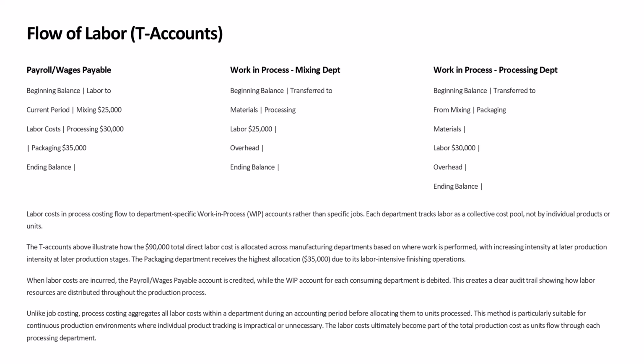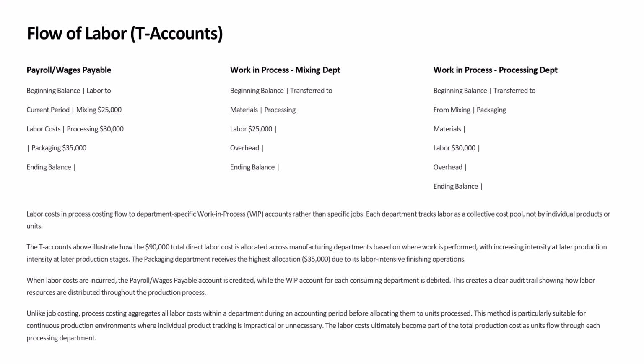Slide 8, flow of labor, T accounts. Labor costs in process costing flow like workers moving between departments, assigned to production centers rather than specific jobs. The T account mechanics show this specialized tracking approach. Departmental WIP accounts get debited, while wages payable gets credited. Imagine a bottling plant like Coca-Cola, where labor costs accumulate by department, mixing, filling, capping, labeling, not by individual bottles or batches.